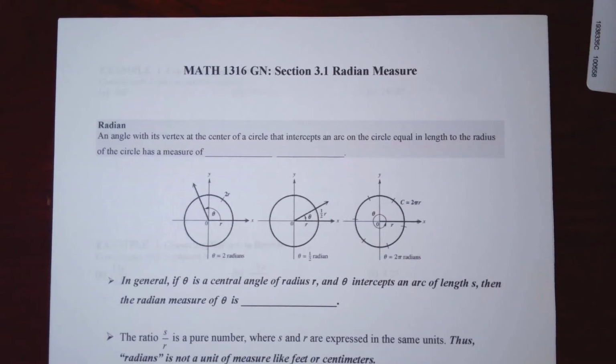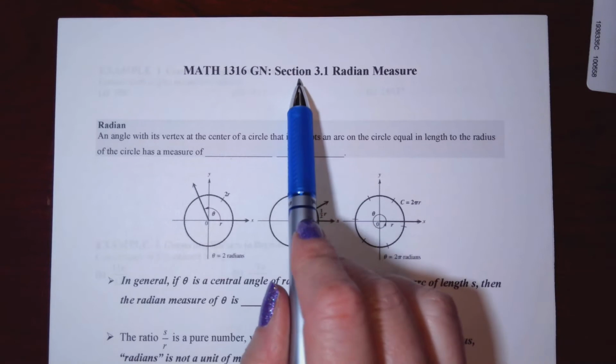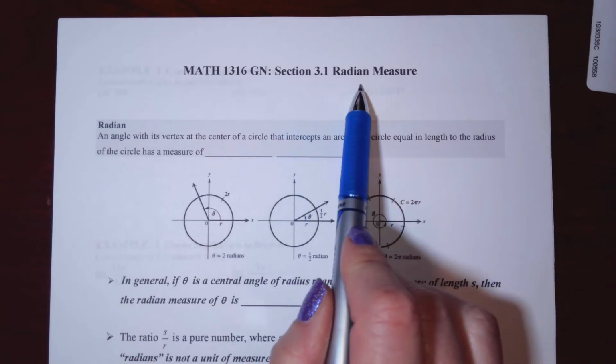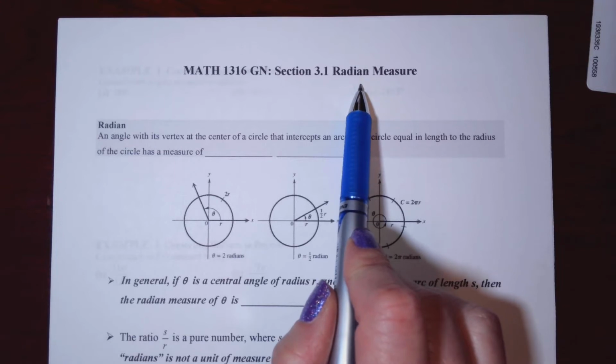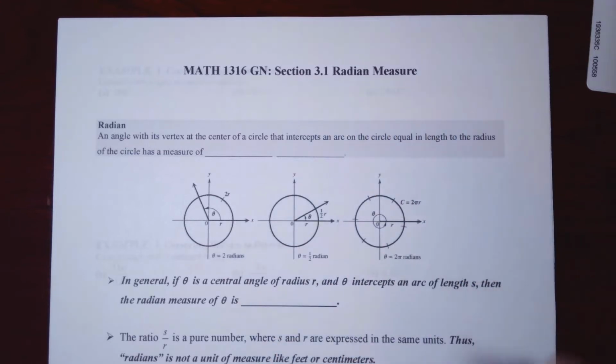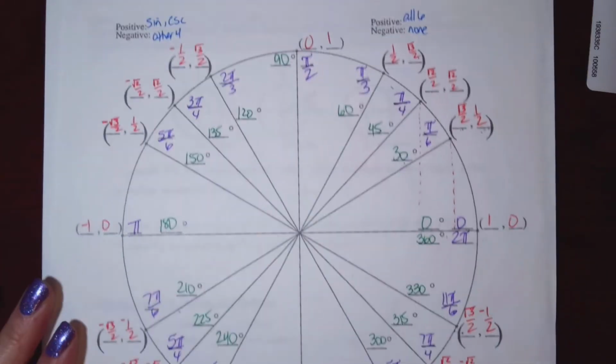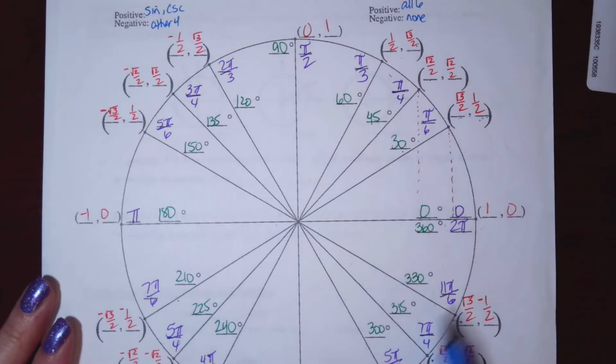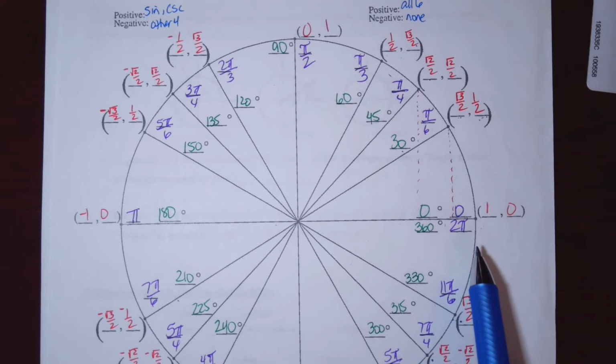Alright, welcome to our first section in Unit 2, Section 3.1, where we're going to focus on radian measure. Now we've already been looking at radian measure with the unit circle. As you filled in the unit circle, we discussed the fact that if I'm in radians, I go from 0 to 2 pi radians to make a complete revolution around my circle.